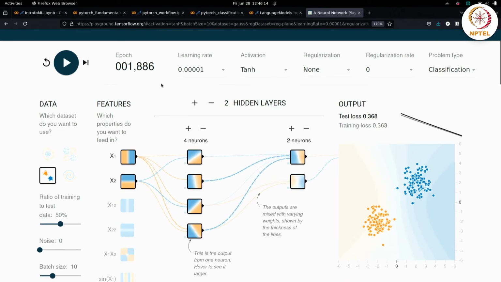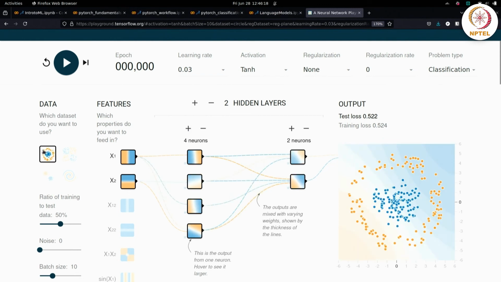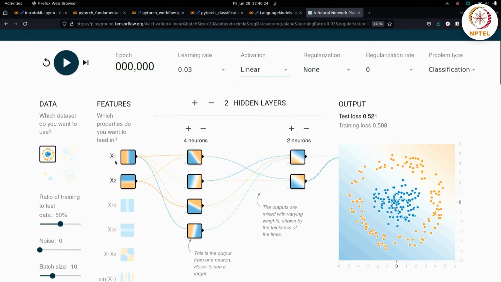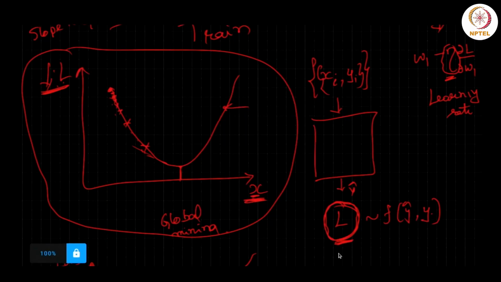Right. So let's go back to 0.3 and let's take a much more complex problem. Let's say that there are no non-linearities. You are only taking x1 and x2. There are no non-linearities put into the network. Right. Let's try to understand what a non-linearity is.